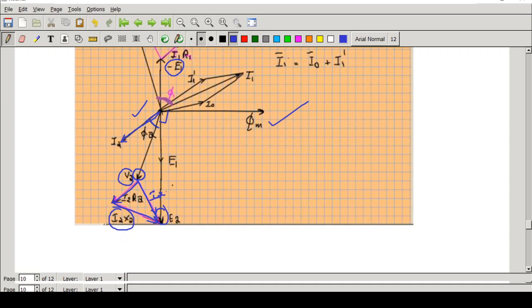So I know the direction of I2. Now opposite to I2, I will draw I1 dash. See here, this is I1 dash. Now the vector sum of I1 dash and I0 will give the input current I1. Okay, the rest is the same.